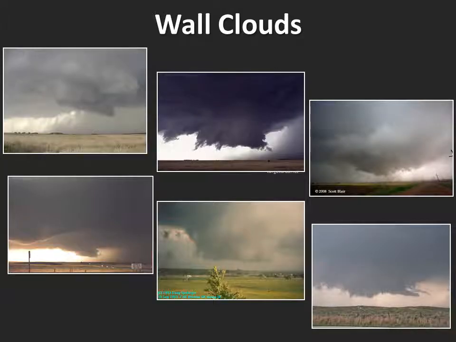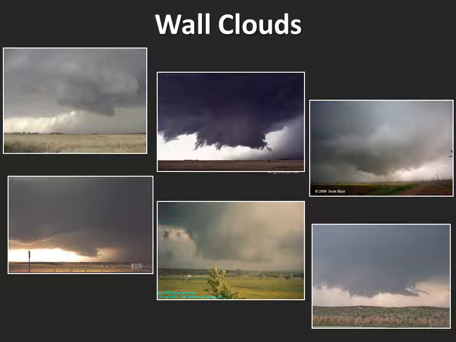Wall clouds take on many shapes and sizes, and what they look like will depend on a lot of factors, including the size of the storm, the humidity, how much instability there is, your distance from the wall cloud, the time of day, and other factors. They're often described as blocky with sharply defined edges, but this is not always the case.